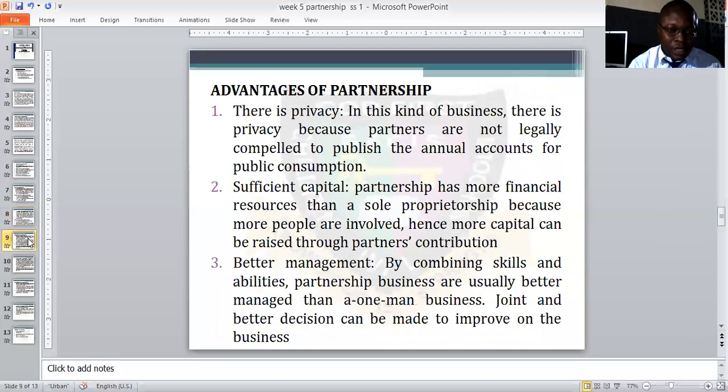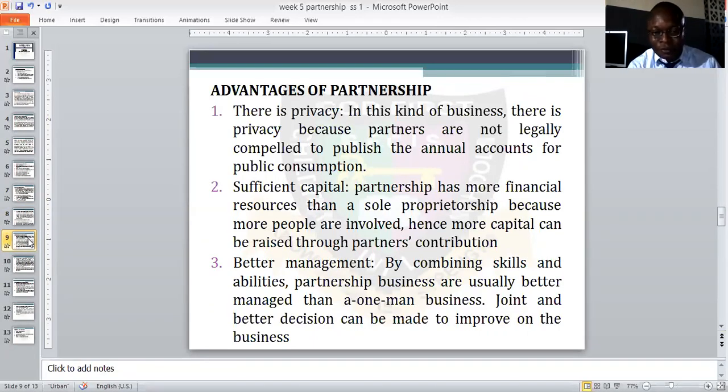Then advantages of partnership. One, there is secrecy. That secret should not be revealed to a third party. In this kind of business, there's privacy because partners are not legally compelled to publish their annual accounts for public consumption. So if you are one of the partners, you don't have any right to publish the annual account or statement of account to the public. So you cannot do that.